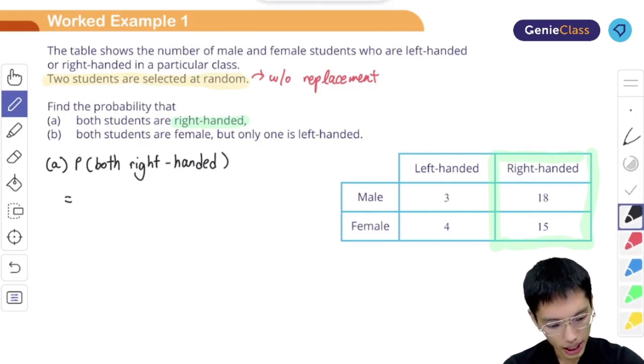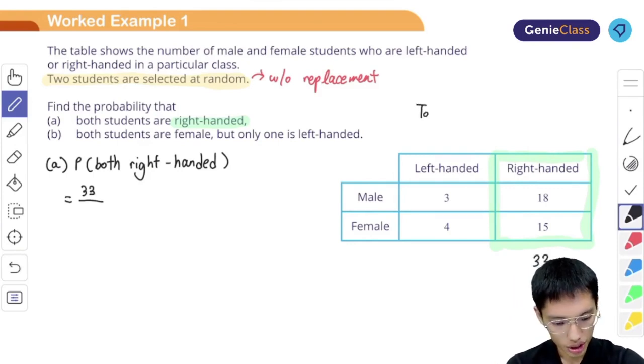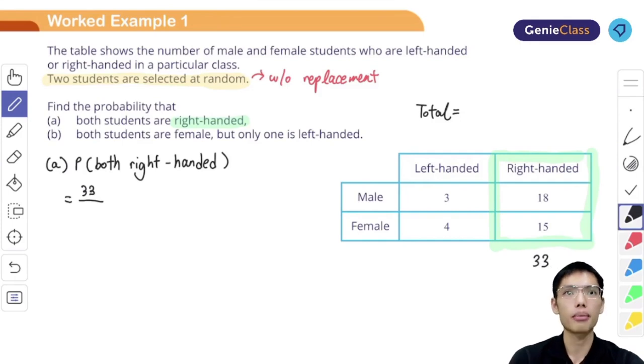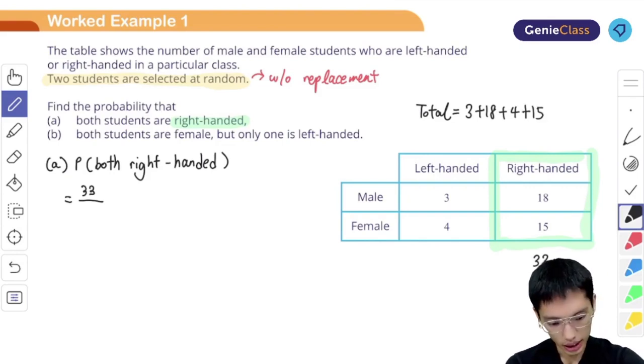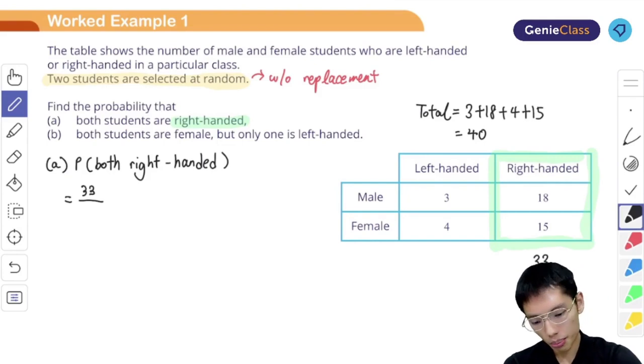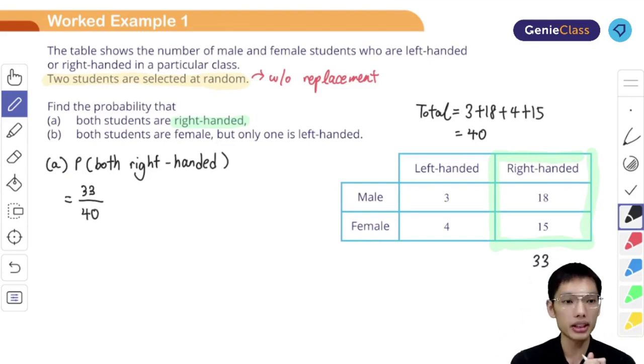33. So the first one is going to be 33 over total number of students, which is, we just add them up, add all the numbers up because male left hand, 3, right hand, 18. Plus 4, very good, Denise, plus 15. This is equals to 40. That's the first part. Okay, now let's say if I were to pick another right hand student, what is the probability?